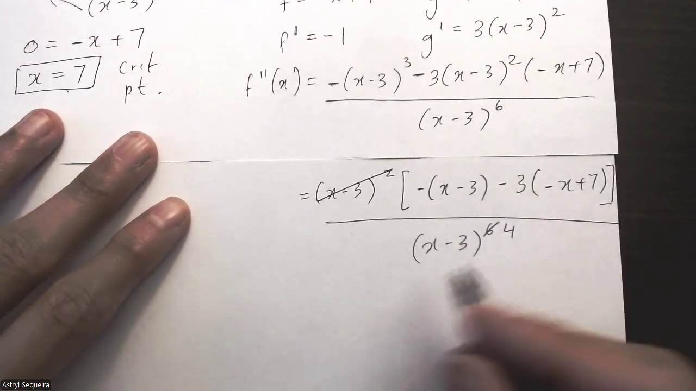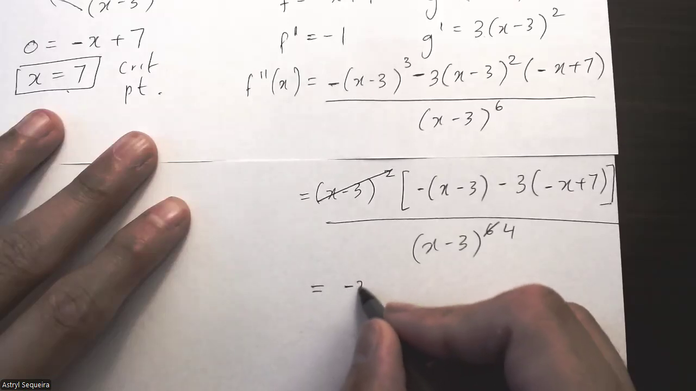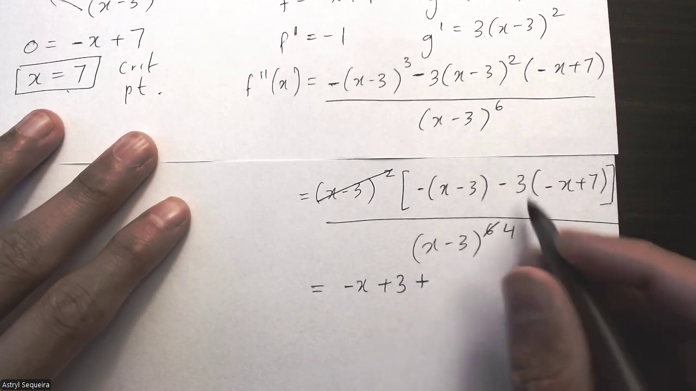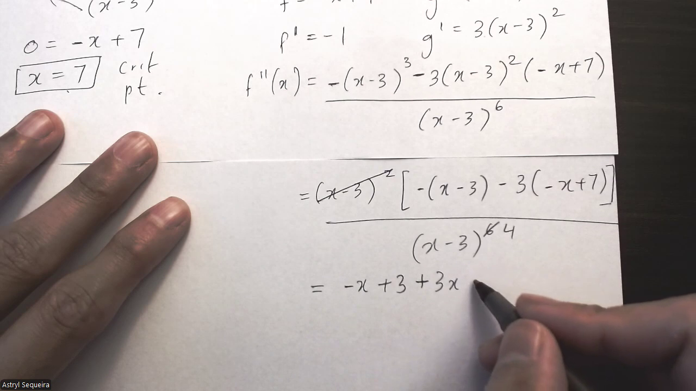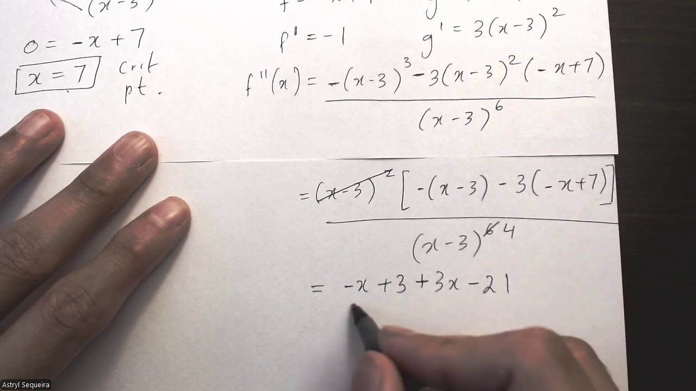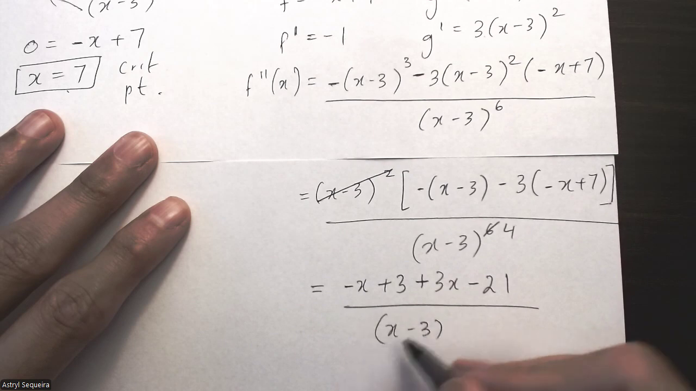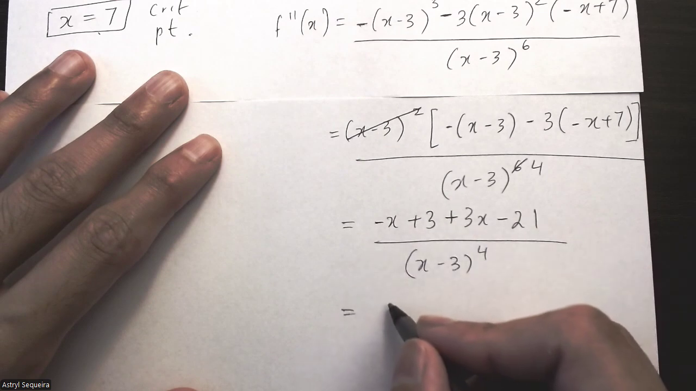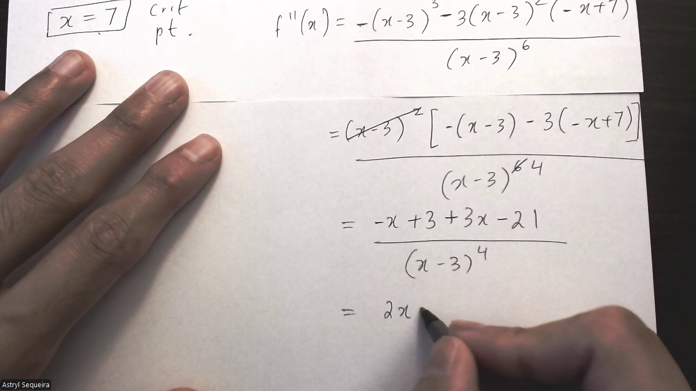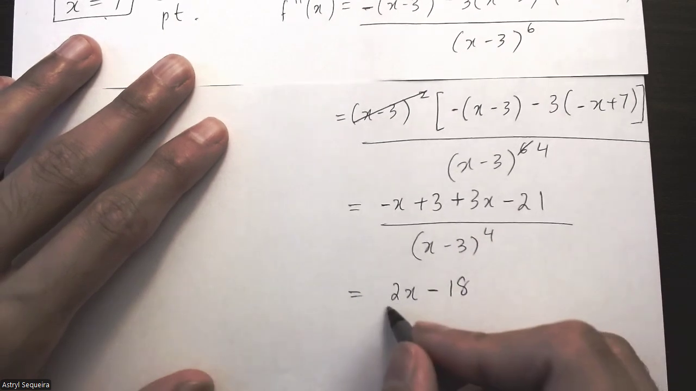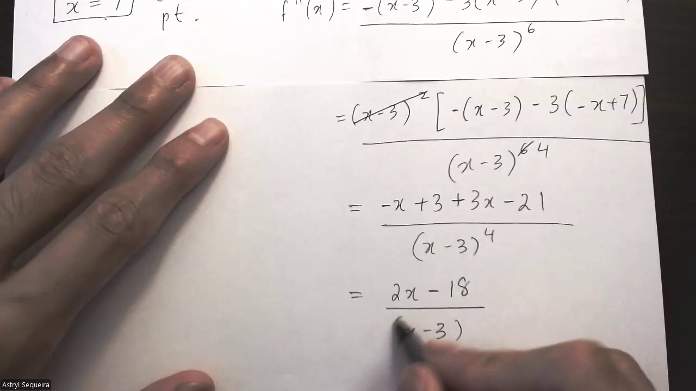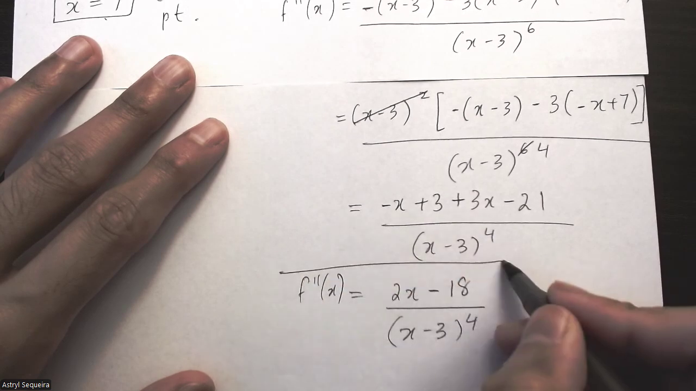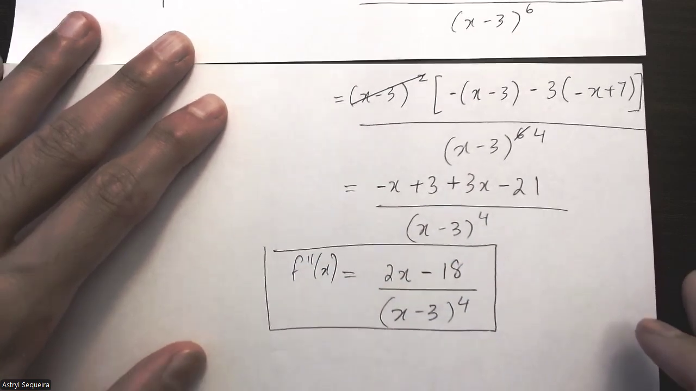I can also simplify the inside of this bracket over here. So that's just negative x plus 3 plus 3x minus 21 divided by x minus 3 to the power of 4, and combine like terms over there. That's just 2x minus 18 over x minus 3 to the power of 4. So this is my fully simplified second derivative right over here.